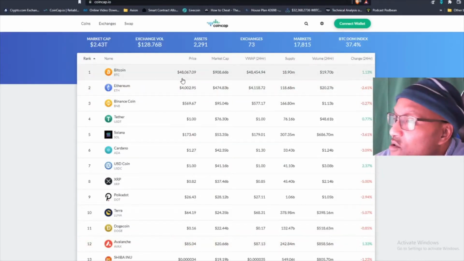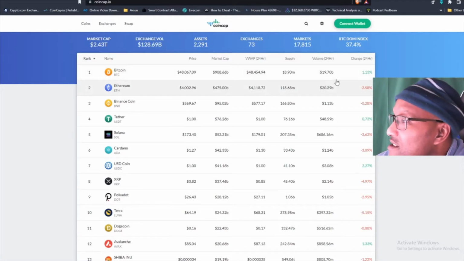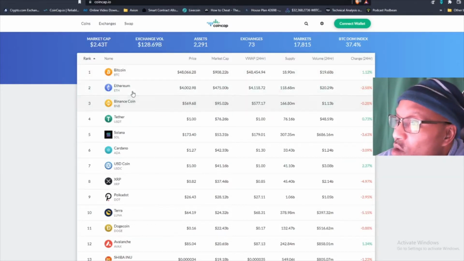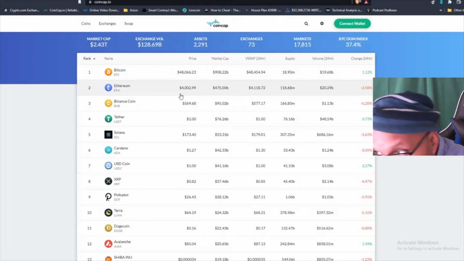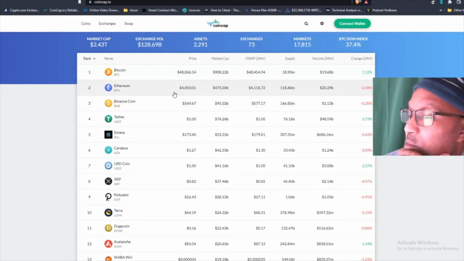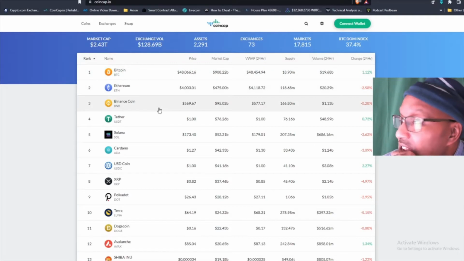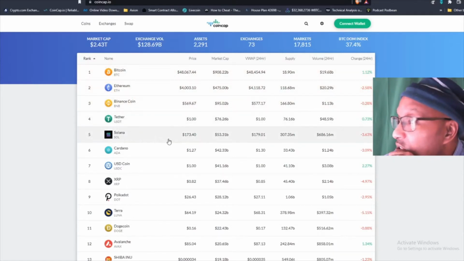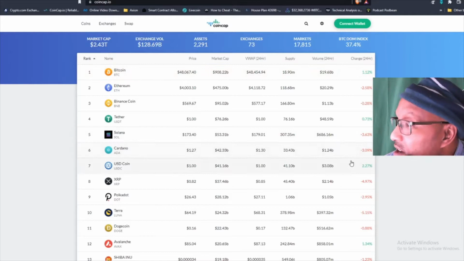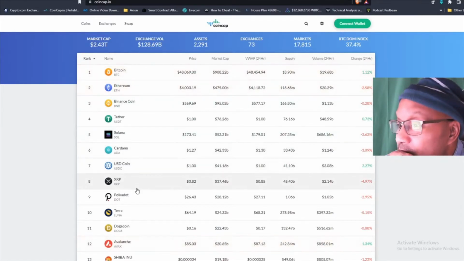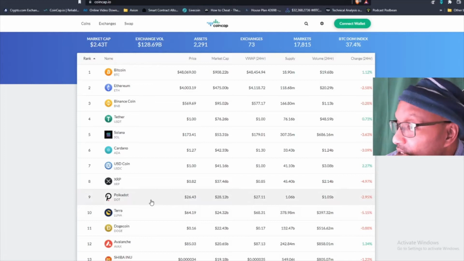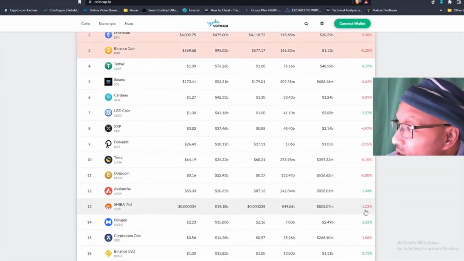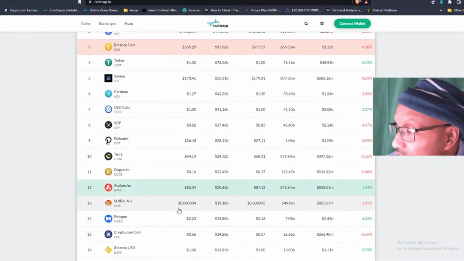Let's get into it. Right now, we see Bitcoin is at $48,000. In the last 24 hours, it's up 1%. Ethereum is just hitting back over 4,000. I do remember Ethereum dropped below 4,000 for a minute. Binance Coin is 569. That thing is still up, but it's down a little bit, 0.2%. Solana is down 3%, 173. Cardano down 3%, 127. Polkadot is at 26.43, down 2.9%. Doge, Shiba Inu, down just a little bit, 1%.